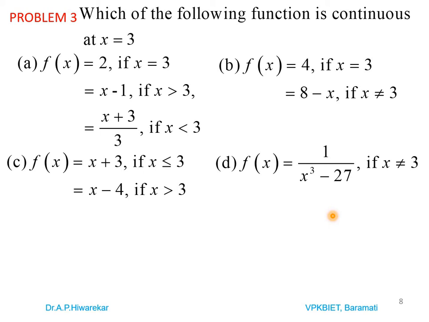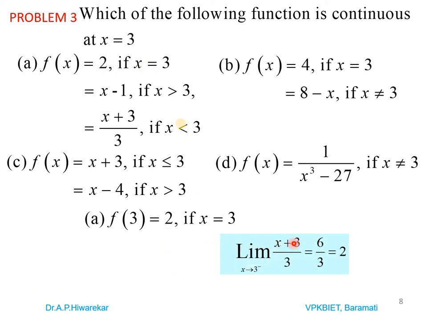Now a function is said to be continuous at x is equal to 3 if left hand limit is equal to right hand limit is equal to the value of the function at 3. So we test for part A, because here this gives the value of the function, this gives the right hand limit, this gives the left hand limit. So we go for case 1. In other cases it is not there. So f(3) is 2 obviously. When you substitute x as 3, it is already given f(3) is 2.